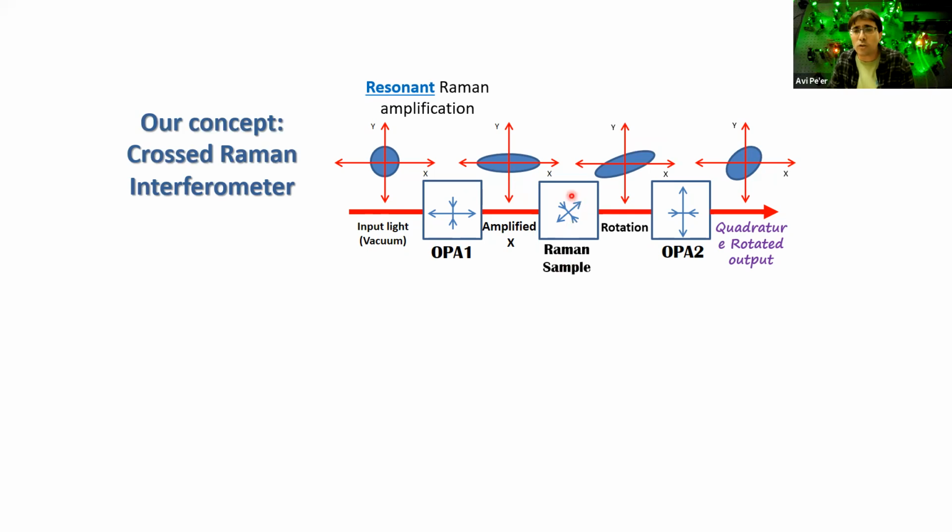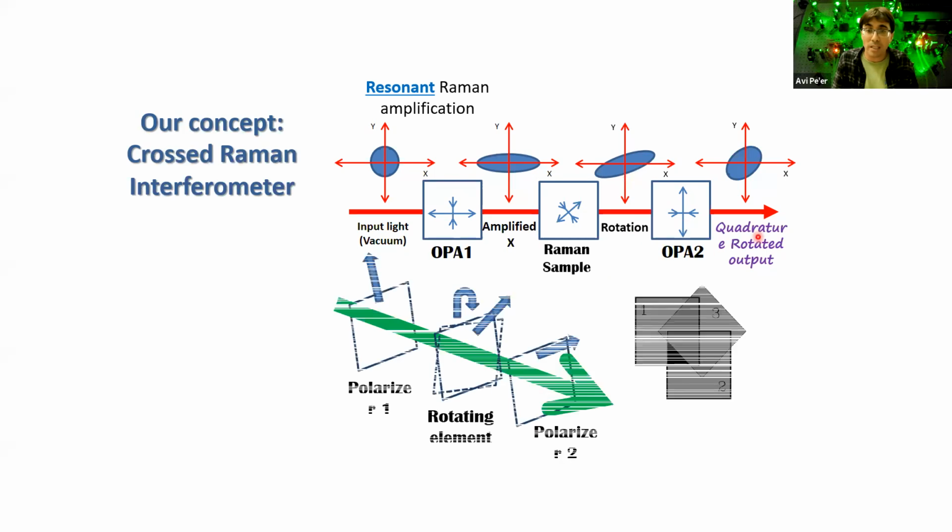And we can make sure that it stands at an angle. And when it does, the effect is rotating the ellipse. So we're squeezing and then we're anti-squeezing. And if this Raman sample is not there, we'll see vacuum here. But because the Raman sample is here, the squeezing ellipse rotates, and that we can measure here after the second parametric amplifier. It's somewhat similar to what we do with polarizers.